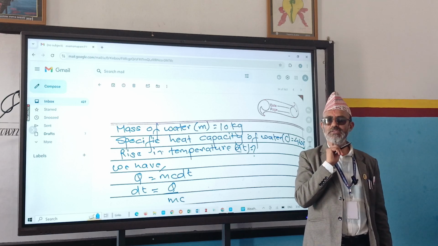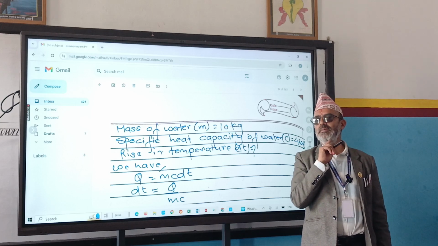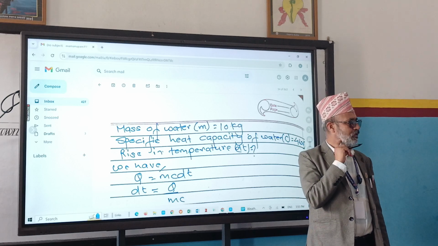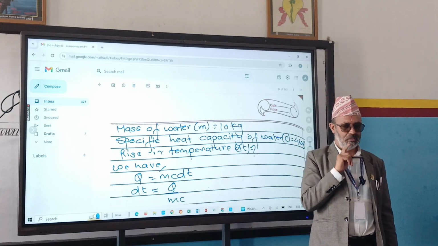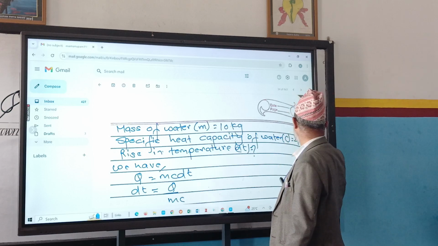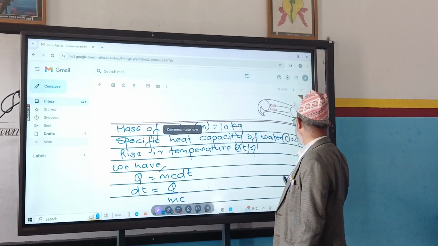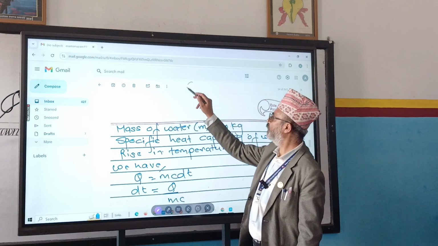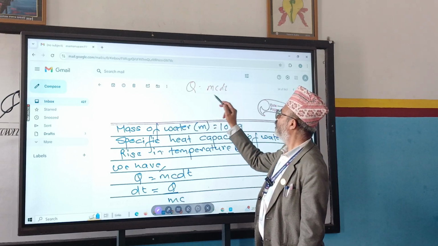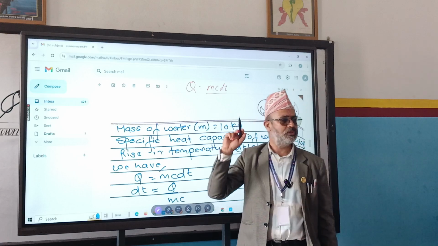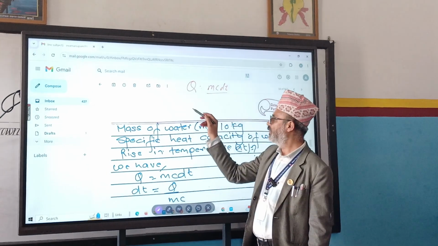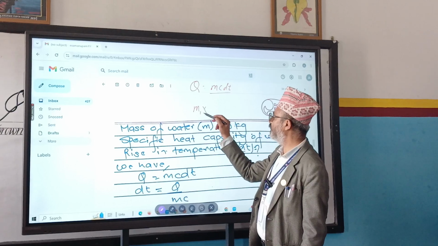That formula is discussed. M means mass of the body. What is C? Specific heat capacity. And dt. So if so, question the formula is Q equals m s dt. What is the formula? Q equals mc dt. But if there is hot body and cold body, at the time the formula is different. What is that? Principle of calorimetry.